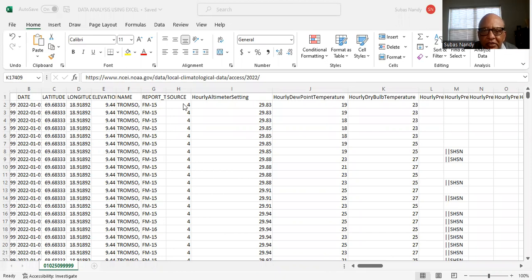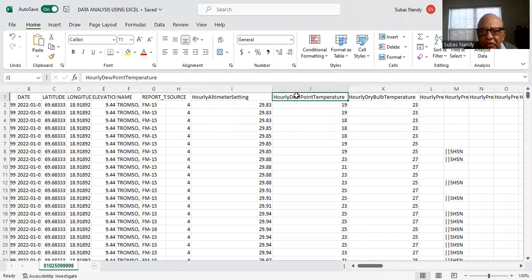My main interest is in this column, which I am showing here. It's the hourly dew point temperature. I want to find the mean. I want to find the standard deviation. I want to find the 5-number summary. That is, I want to find the minimum, the first quartile, the second quartile or median, the third quartile or the 75th percentile, and the maximum of the data set.